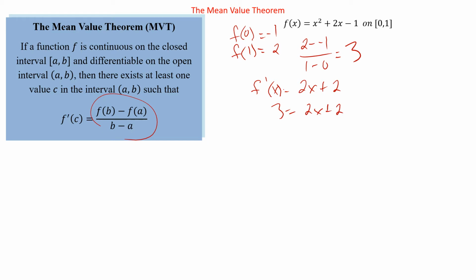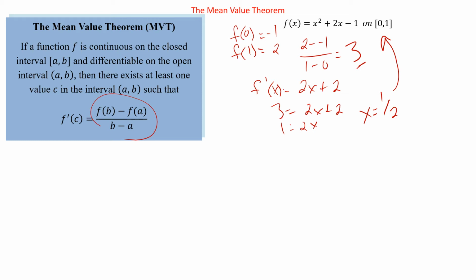We can subtract the 2 to get 1 equals 2x, and so it's at x equals 1/2. And notice that 1/2 is in between there. We can make the equation of the tangent line. We have our slope is 3. The point is 1/2 comma, plug it into the original function, figure out whatever the other point is. And we've done tangent lines.